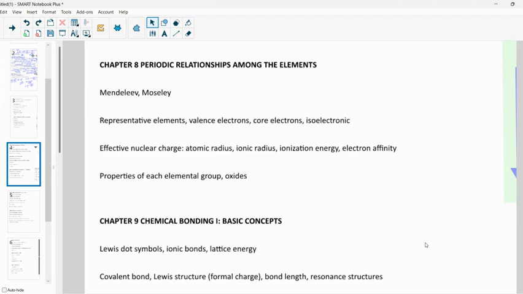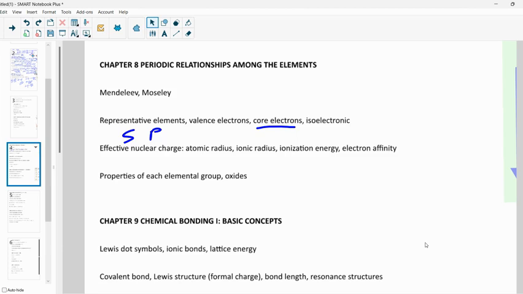Representative elements, those in general are the ones in the s and the p blocks. The s and the p blocks, there's no exceptions. They kind of do what they're supposed to. Where we have exceptions is in the d and the f. Valence electrons, we know these are the outermost electrons. These are the ones that have to do with bonding. Core electrons, those are the inner shell electrons. Those are the ones that are responsible for the shielding effect.